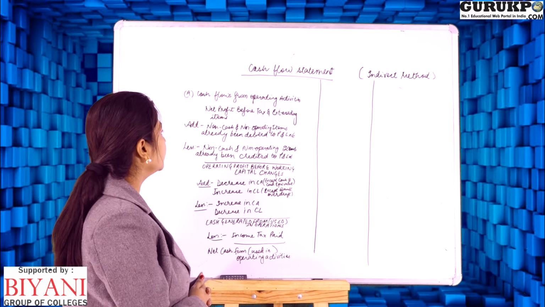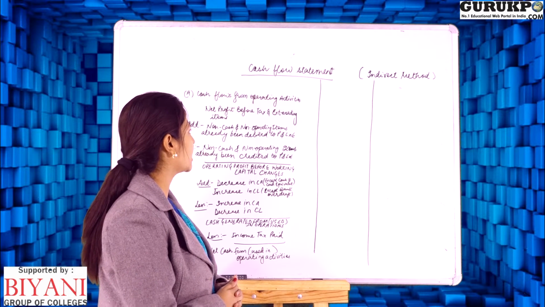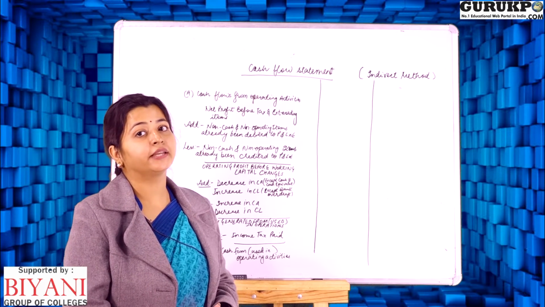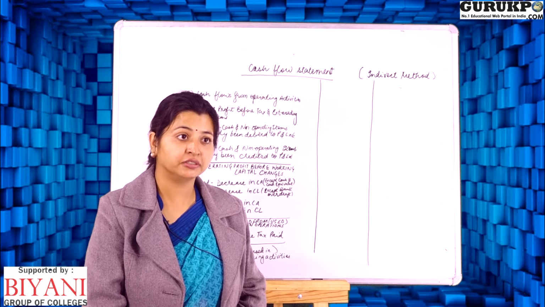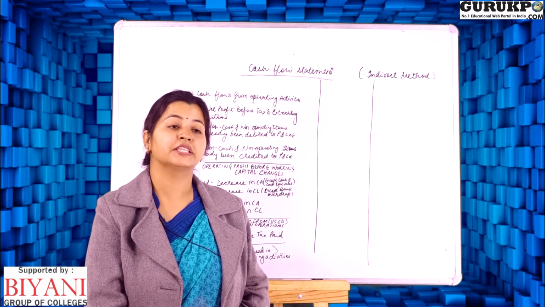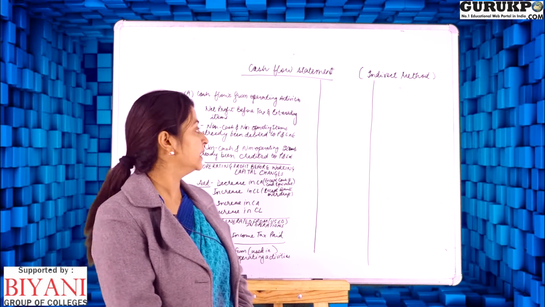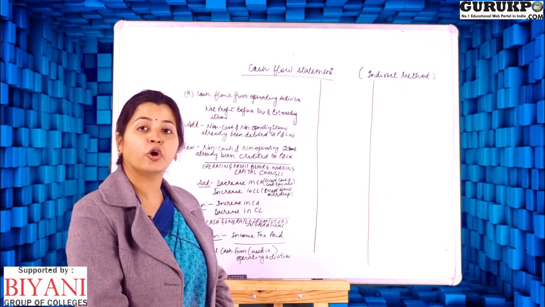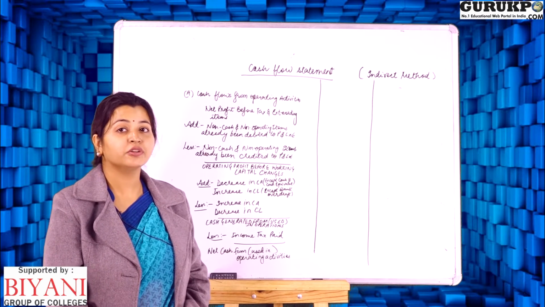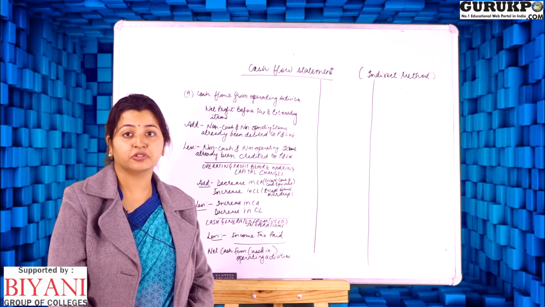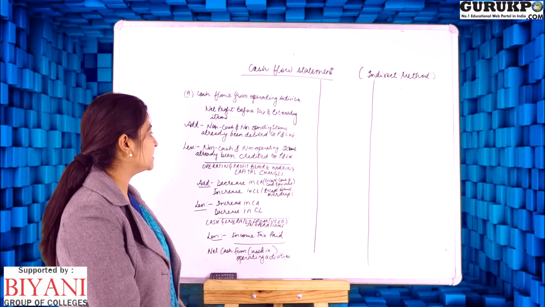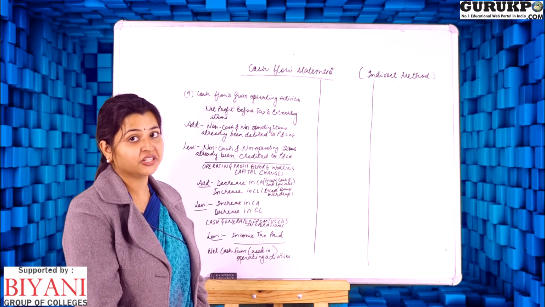Then we add non-cash and non-operating items which have been already debited to the profit and loss account, like depreciation, amortization, goodwill written off, preliminary expenses written off. Then we less non-cash and non-operating items which have been already credited. It includes gain on sale of investments and profit on sale of fixed assets. Then our operating profit before working capital changes comes.